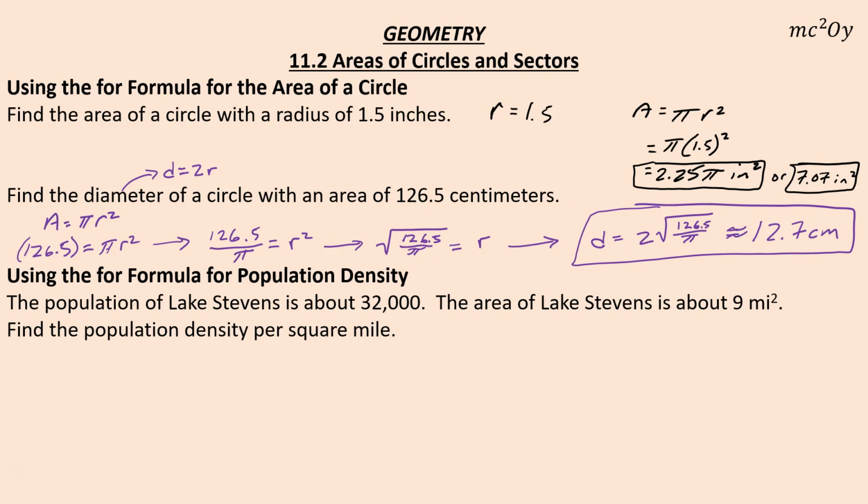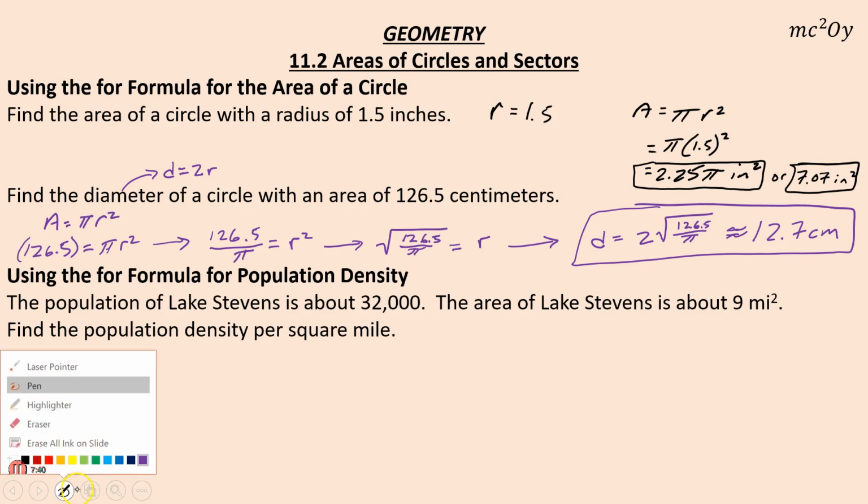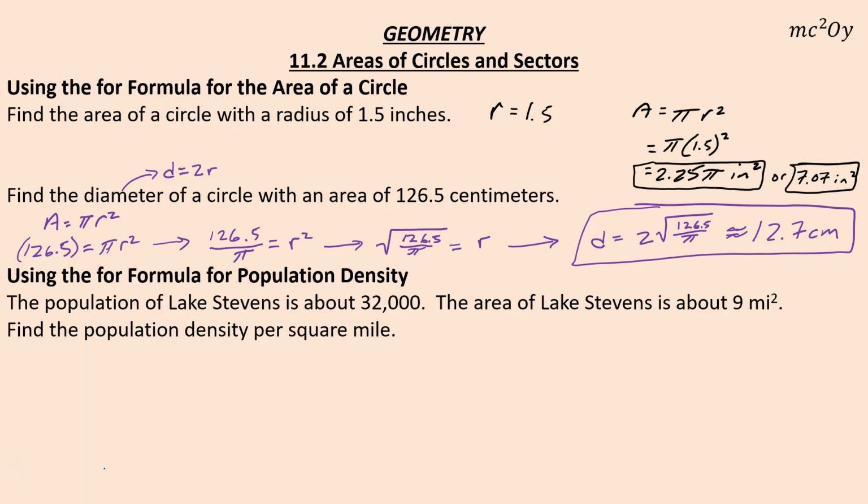All right. Well, hey, we have a population density problem of Lake Stevens here. The population of Lake Stevens is 32,000. The area of Lake Stevens is about 9 square miles. Find the population density. Remember, population density is equal to the number of people, or the population, over the area.